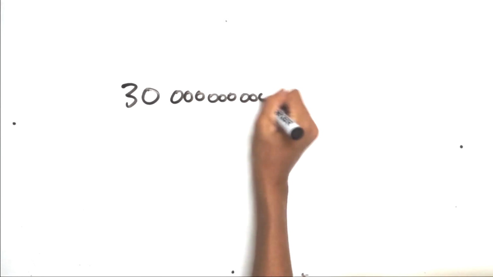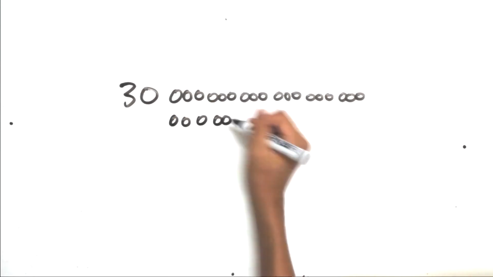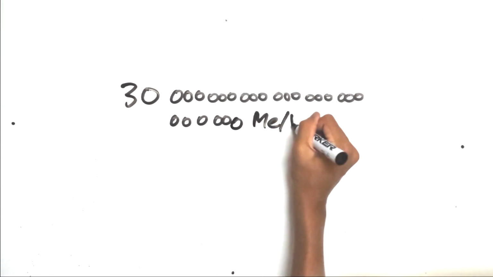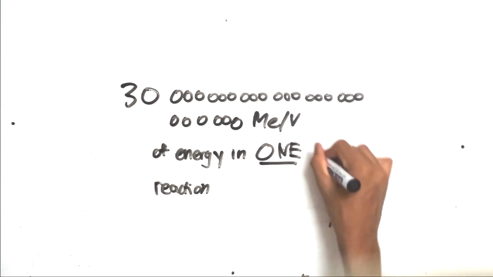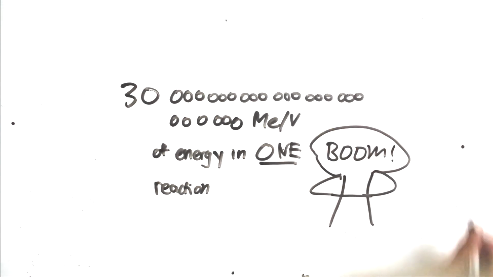Finally, a note on the power of these bombs. This reaction is so strong that 1 gram of U-235 can release 30 quadrillion mega electron volts of energy in one reaction, which is equal to 22,500 tons of TNT.